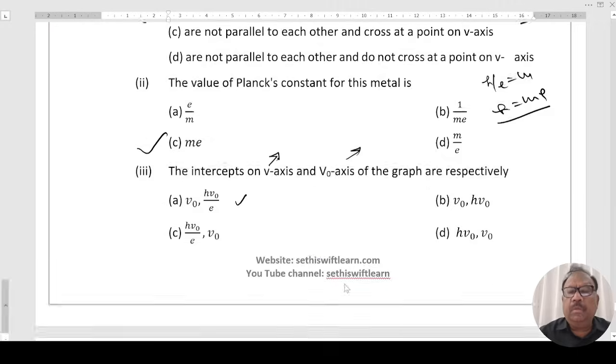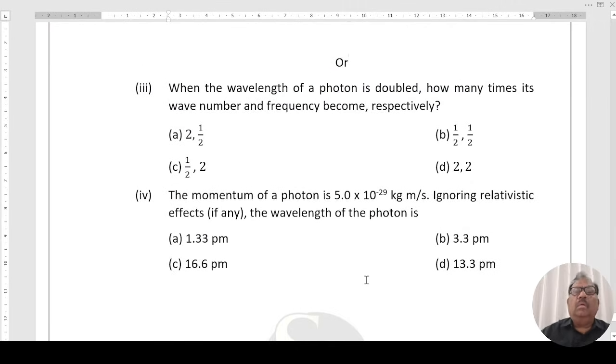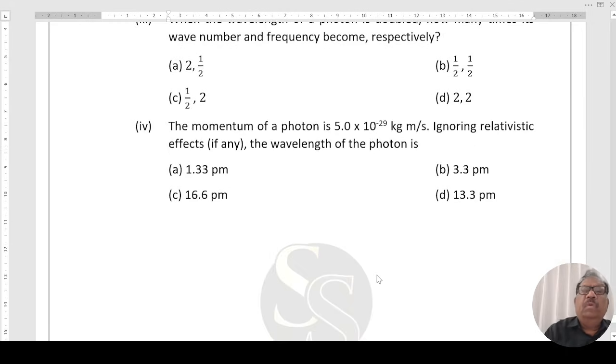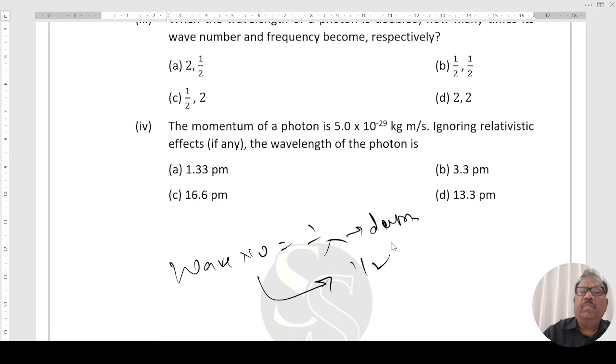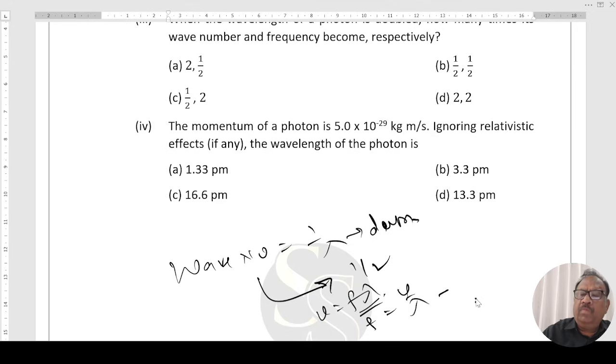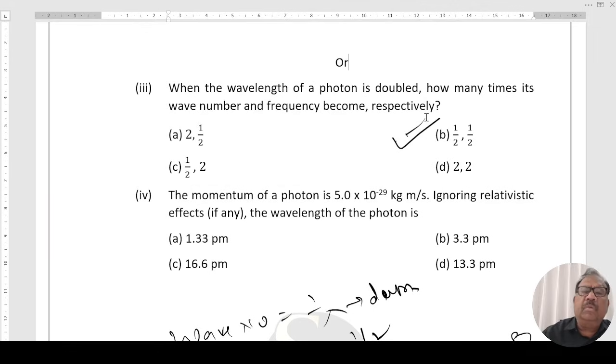Now the further part is, for the second part, where the wavelength of the photon is doubled, how many times is the wave number? You know wave number is 1 by lambda. It is doubled, so wave number will become half. And second is frequency. v equal to f lambda, v is constant, so f equal to v by lambda. Lambda is doubled, so f will become half. So B is the correct answer.